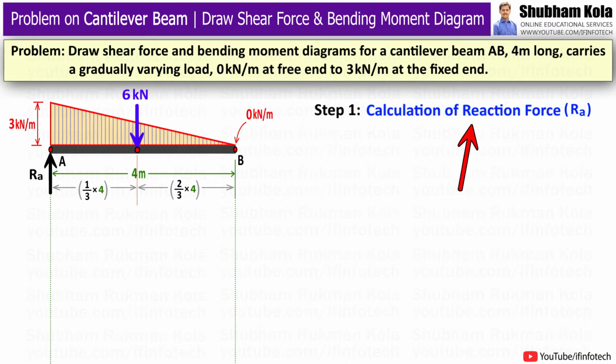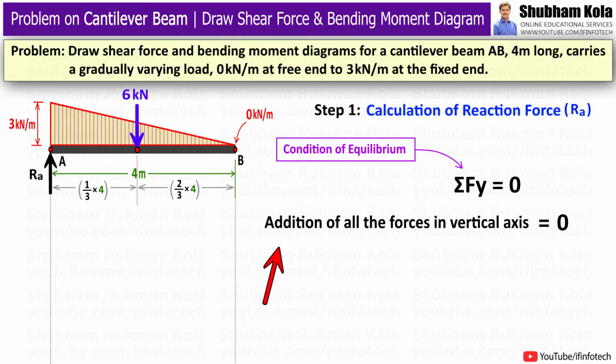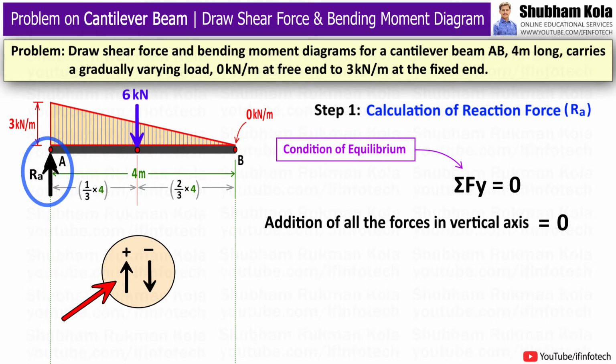In the first step, we have to calculate the value of support reaction force RA. So to calculate this value, I will use the condition of equilibrium, that is summation of Fy equal to 0. That means addition of all forces in the vertical axis equal to 0. While doing the addition of all vertical forces, I will consider the upward forces as positive and downward forces as negative.